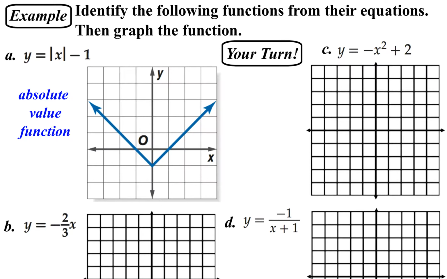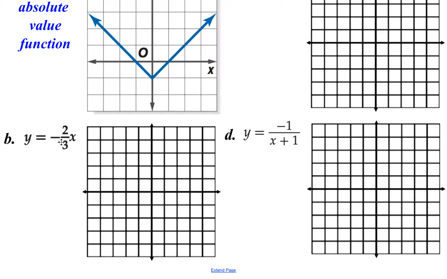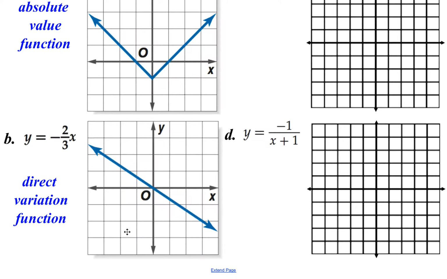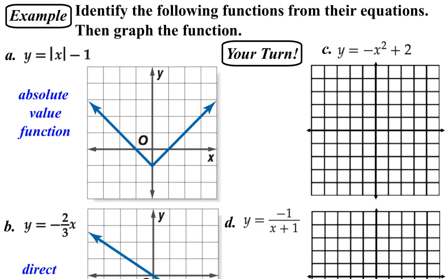Letter B, down below that, hopefully you recognize that equation as a direct variation function. The slope is -2/3, so it's going to have a negative slope to it, so the graph looks like that, always going through the origin. So I have 2 for you to do over on the right-hand side, letters C and D. See if you can identify from the equation each of those functions, and go ahead and do a little sketch just by plugging in values for x and calculating the outputs for y.